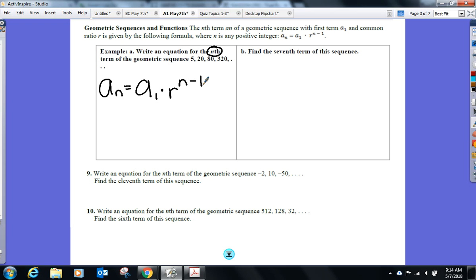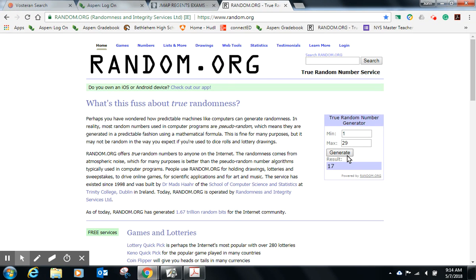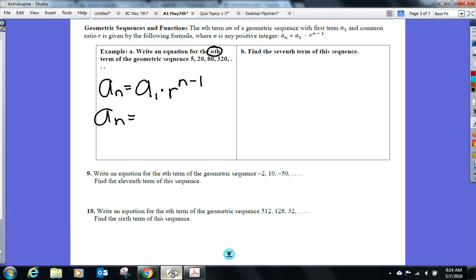What's A1? First term. And what's R? What do we call R today? Common ratio. All right, so that's all you're going to plug in for. It's the same thing as arithmetic. You're not going to plug in for n or an. That's going to stay the same. All right, here we go. 17. What's the first term? 5 times. In this specific sequence, what's your R value? Which is what I'm multiplying each term by.